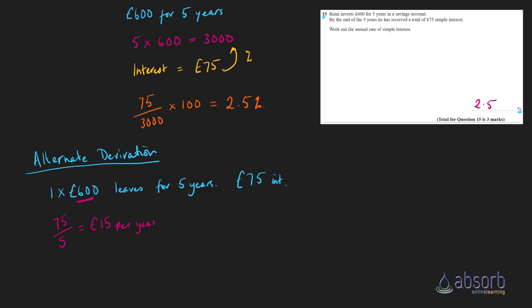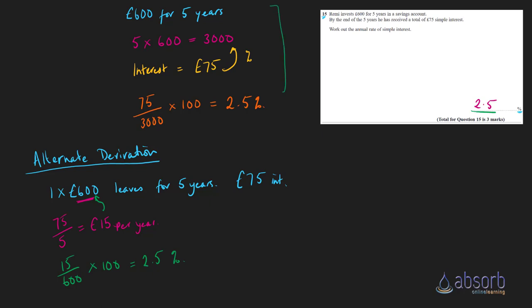So what is that as a percentage? So £15 per year as a percentage of 600 is going to be 15 divided by 600 times 100 to get a percent, which will give us 2.5%. So you can see that the answer is the same. We've just used a different calculation to get there.